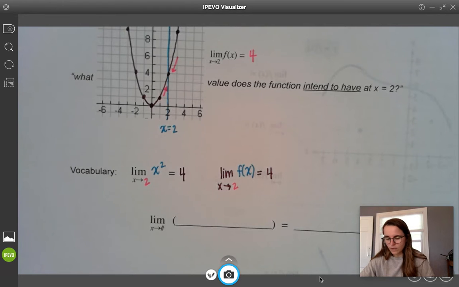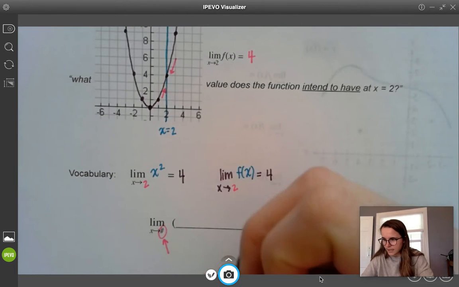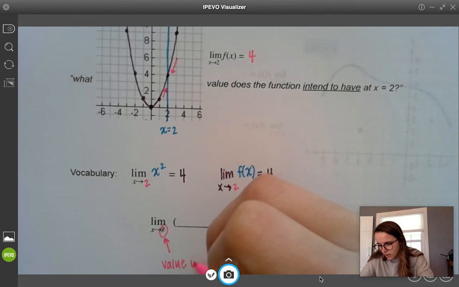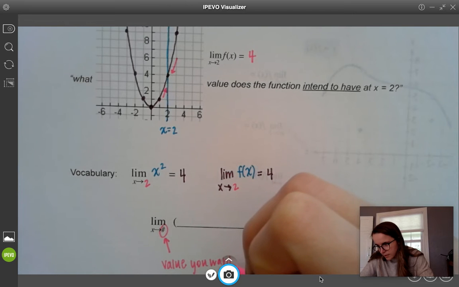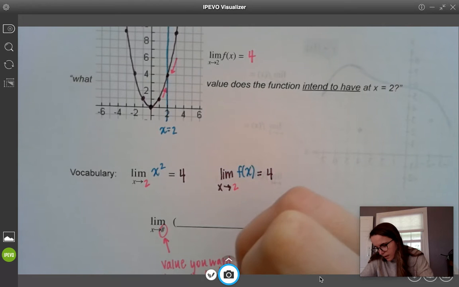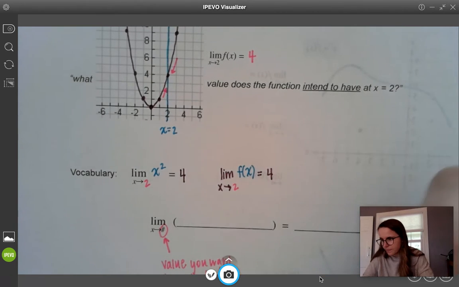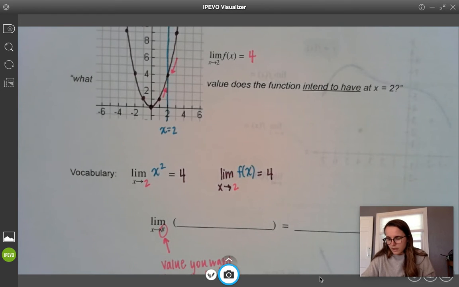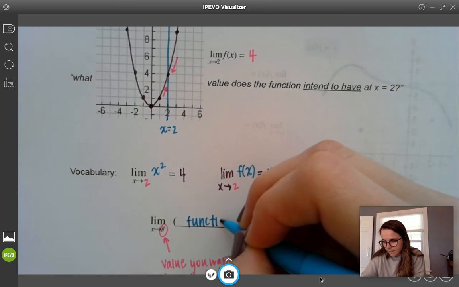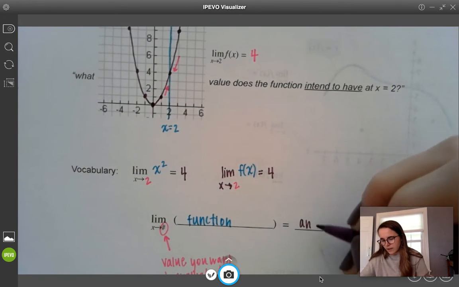Okay, so this little number right here, this is the x value you want to evaluate the function at. Okay? Then right here, this is our function. And then finally, over here, we have our answer.